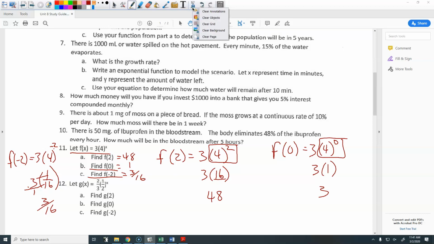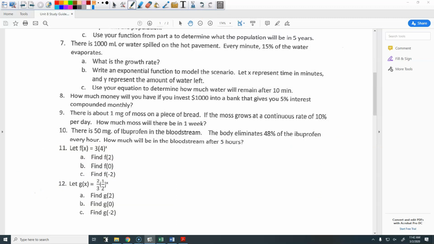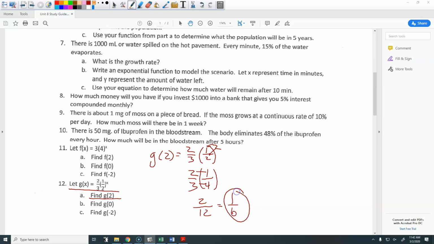Okay, next question. So we want to find g of 2. Okay, now when you're squaring a fraction, you just square the top and square the bottom. So 1 squared is 1 and 2 squared is 4. Multiplying straight across, we end up with 2/12, which can be reduced to 1/6. You do want to reduce your fractions if possible.